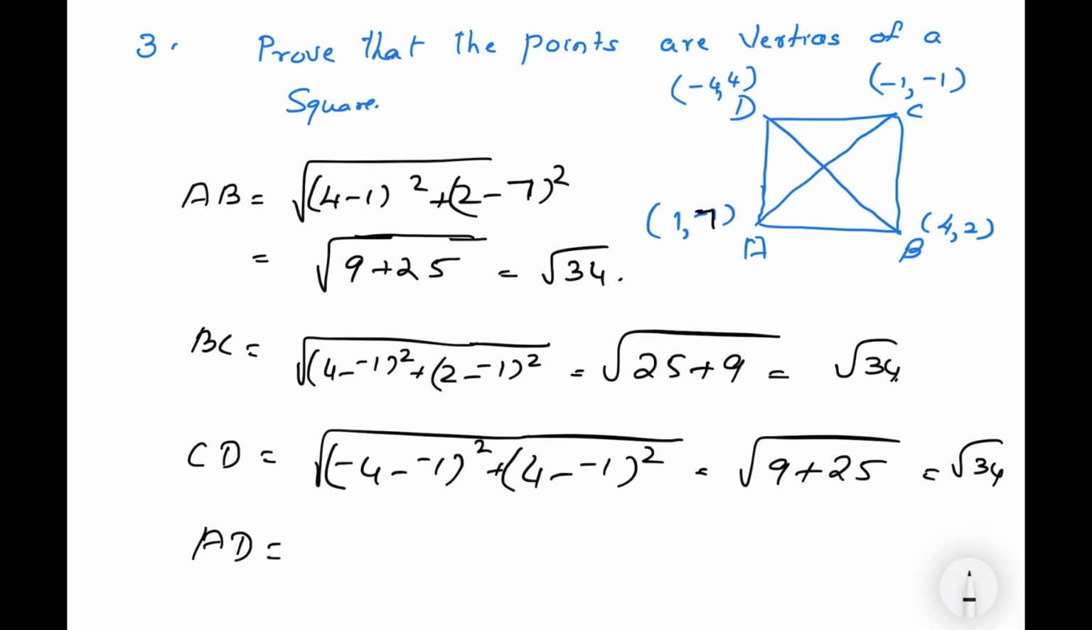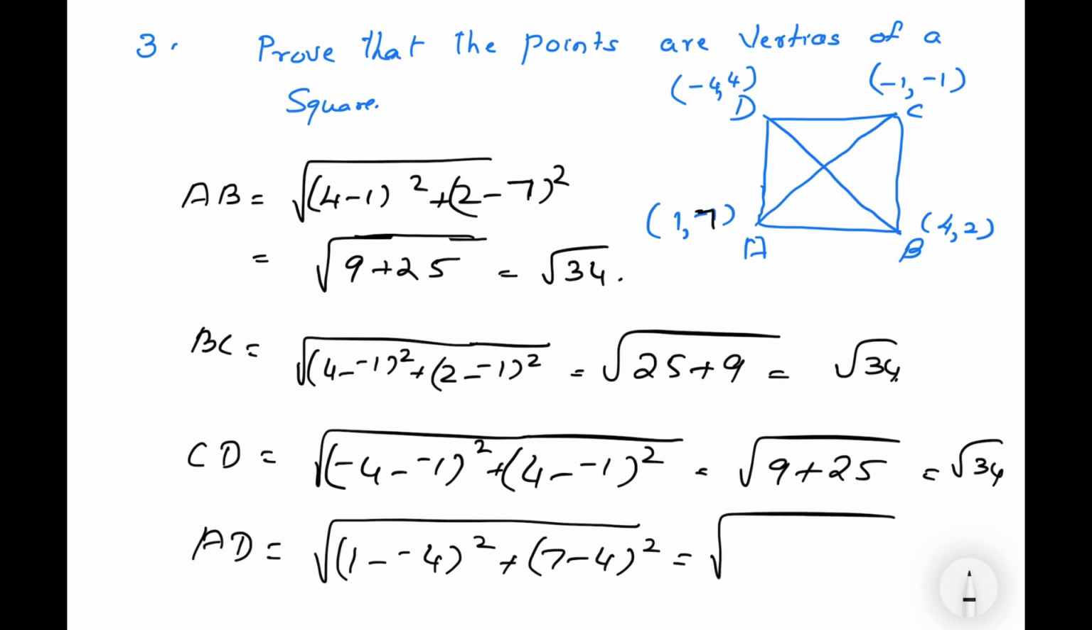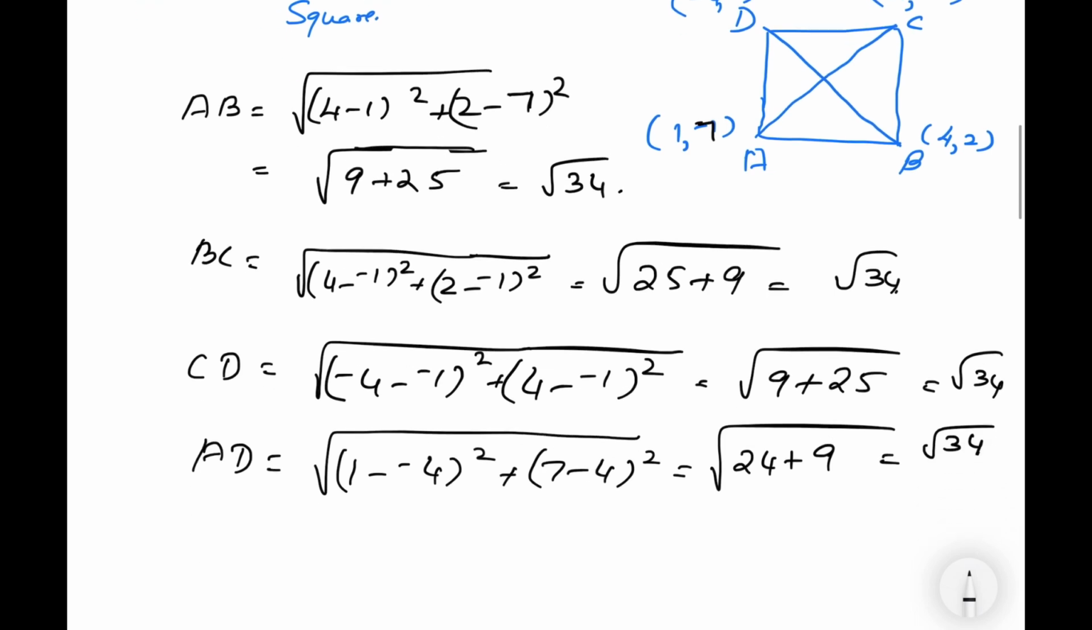Now AD is root of (1 minus minus 4) the whole squared plus (7 minus 4) the whole squared. So 25 plus 7 minus 4 is 3, 9, equal to root 34. Now you can see all the 4 sides are equal. Now we have to prove AC and BD.